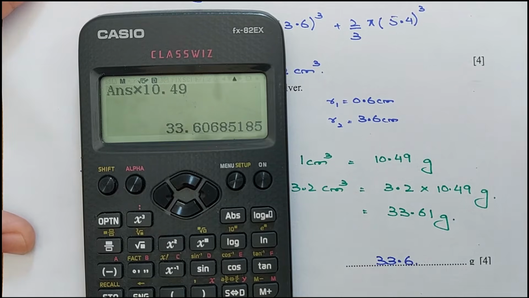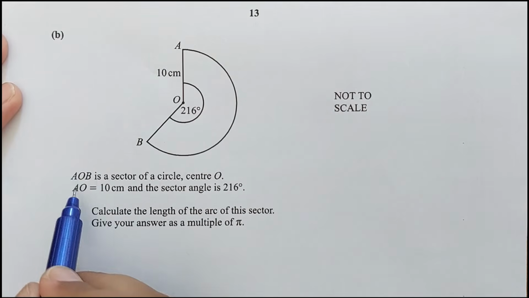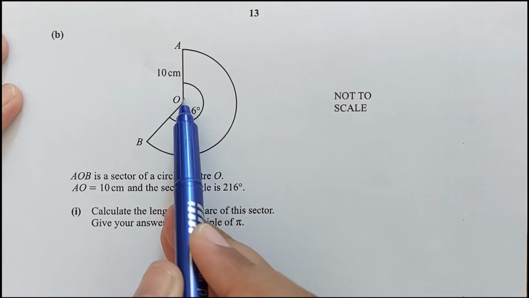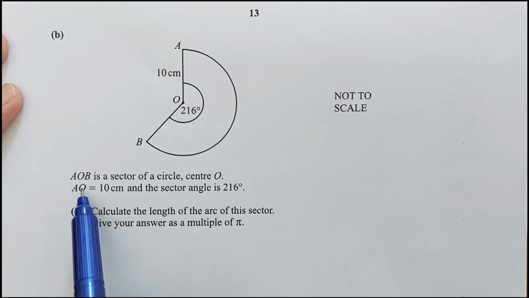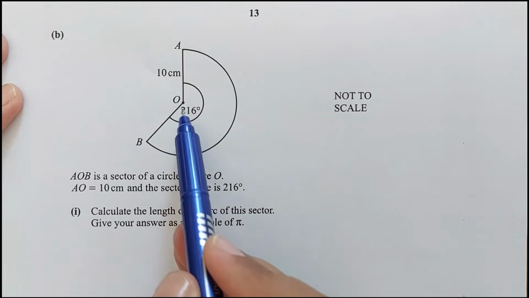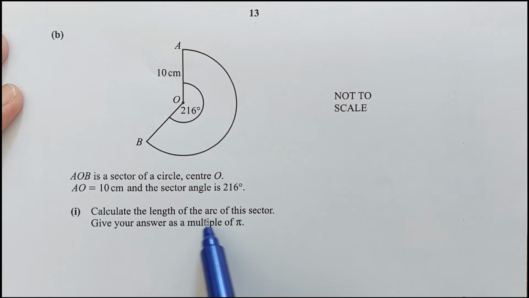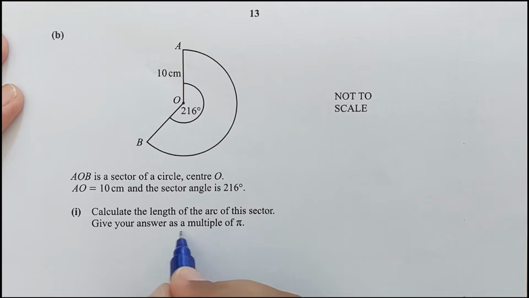33.6. Part B: AOB is a sector of a circle, center O. AO is 10 centimeter, OB is 10, and the sector angle is 216. Calculate the length of the arc of this sector. Give your answer as a multiple of pi.